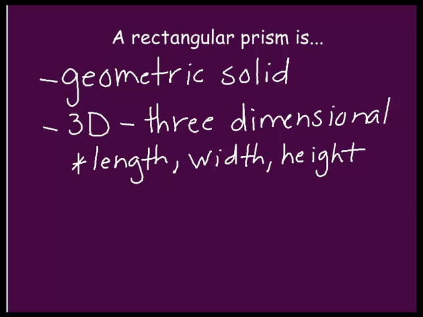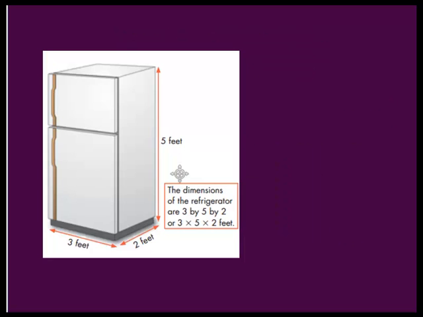So let's look at some examples. In this one you see a refrigerator. A refrigerator is a rectangular prism. It has length, which is 3 feet. It has width, which is 2 feet, and it has height, which is 5 feet. So we call these dimensions. Dimensions are the actual numbers that represent the length, width, and height of a rectangular prism.